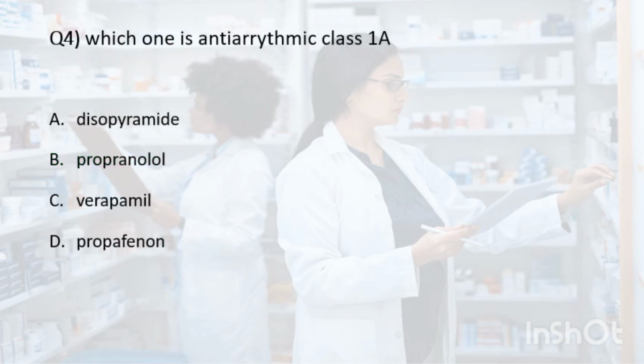Question 4. Which one is an anti-arrhythmic class 1A? Disopyramide, propranolol, verapamil, propafenone. So the correct answer is disopyramide. Why? The anti-arrhythmic medication that belongs to class 1A is B, disopyramide.